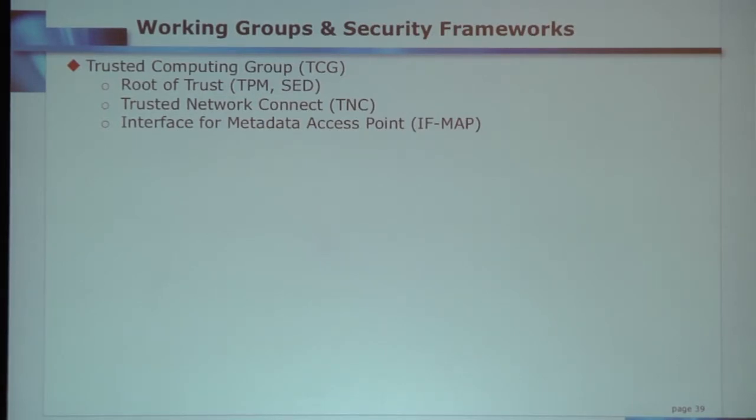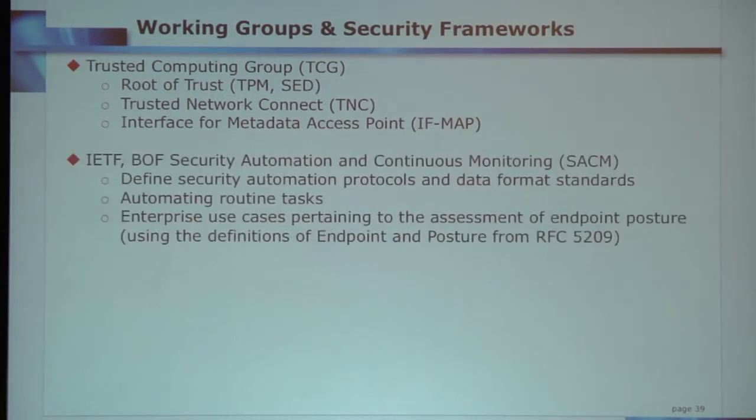So there's the Trusted Computing Group that I already mentioned a couple of times, an organization that started out with the goal of defining, promoting, and developing vendor-neutral, interoperable industry standards. They're dealing mainly with these three elements these days: root of trust, Trusted Platform Module (TPM) chips, and self-encrypting drive technology. Trusted Network Connect is a new security framework out of that group, and then the Interface for Metadata Access Points, IF-MAP, is a security protocol in the TNC architecture. I'm going to talk a little bit more in detail about these, particularly the TNC architecture and IF-MAP.